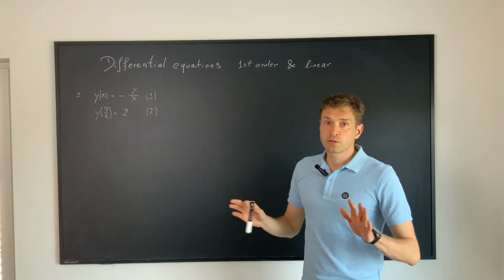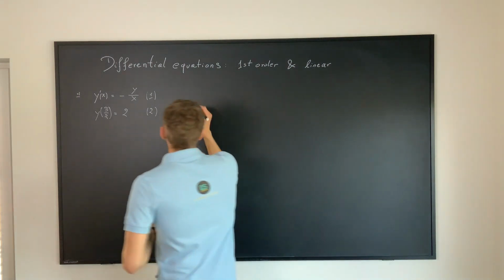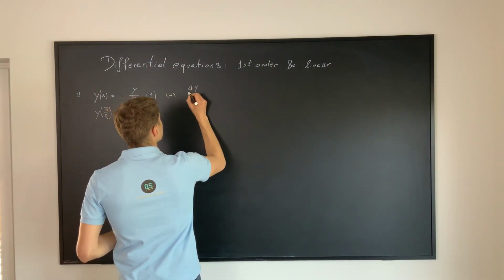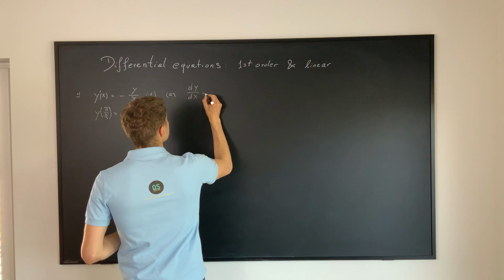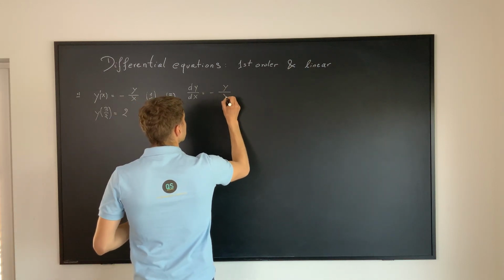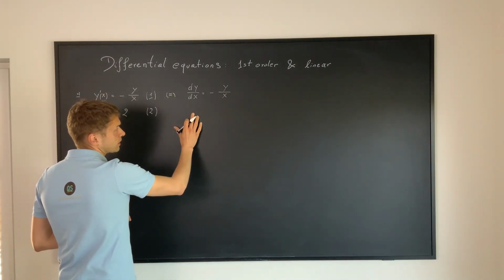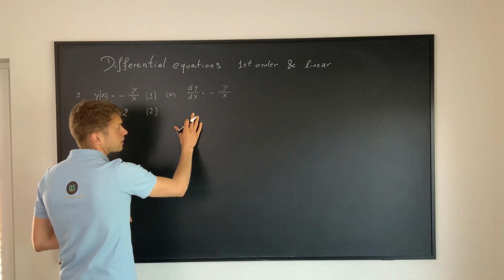So what we are going to do as a start is to rewrite equation 1 under the form. So we have an equivalence, and we have the derivative of the function y with respect to x equals minus the function y divided by the variable x. So this particular equation can then be rewritten in the following form.